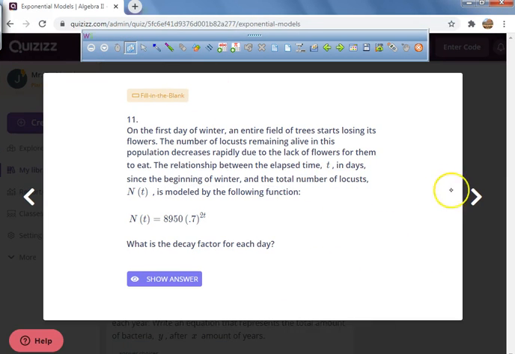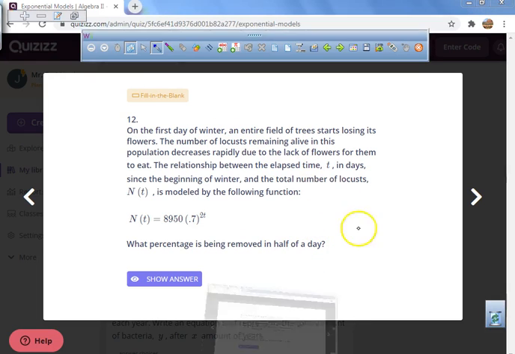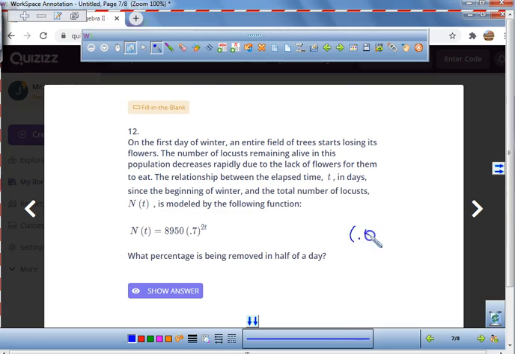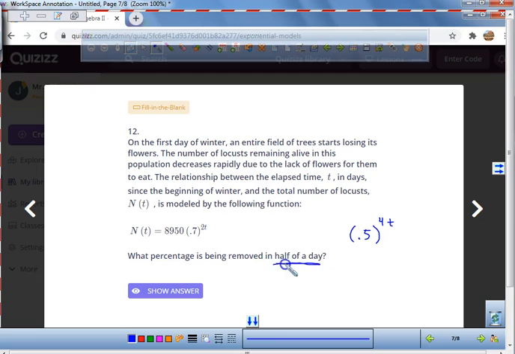So let's move on to the next one. What percentage is being removed in half of a day? So let's just use the exact same model. Ready? 0.5 parentheses to the power of 4t. So if we wanted to remove something in half of a day, what number would I have to plug in for my t? What number am I plugging in? A half.